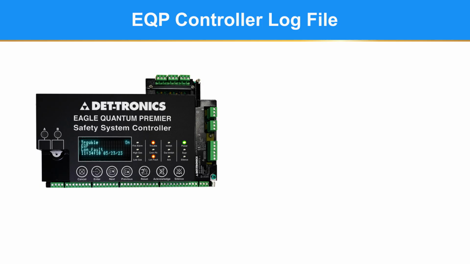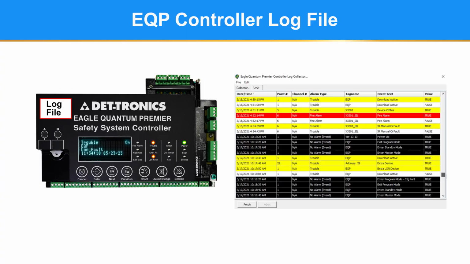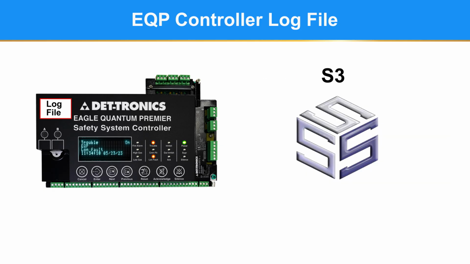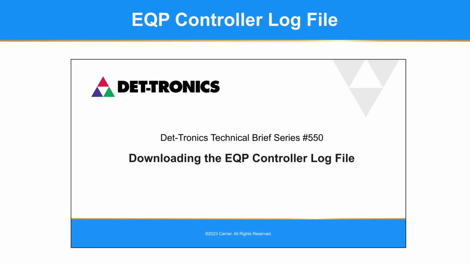Before we start with the possible causes of the loss of the heartbeat, I need to mention the EQP controller log file, as it will be referenced later in this video. This is a log or event file that is stored in the EQP controller. It can hold up to 4,096 events, such as power up, devices offline, or COM faults, so it can be quite helpful when troubleshooting. The log file can only be accessed and or downloaded using the S3 software. Please reference technical brief number 550 on how to access, download, and save the file.